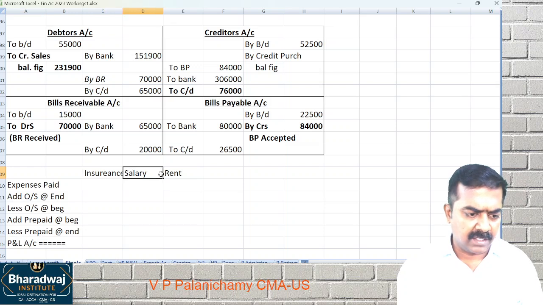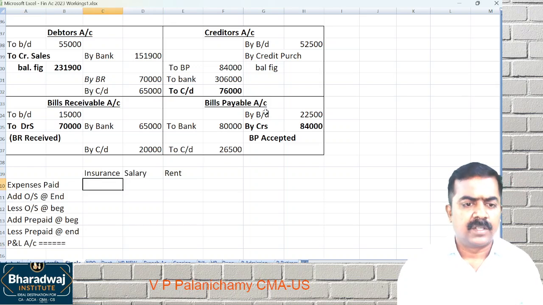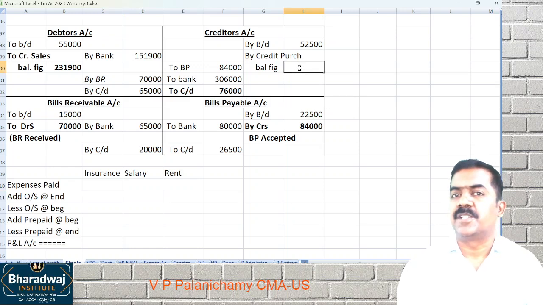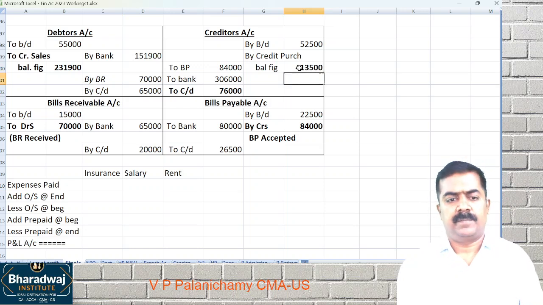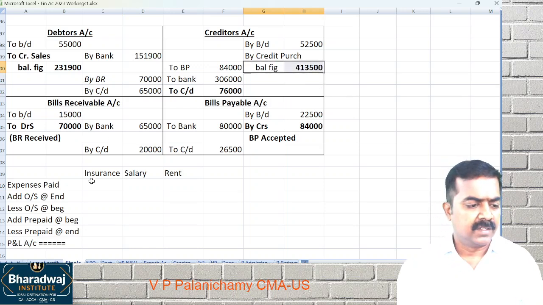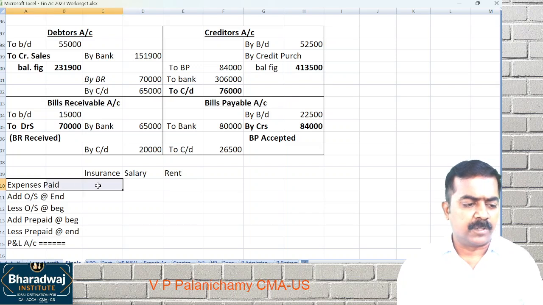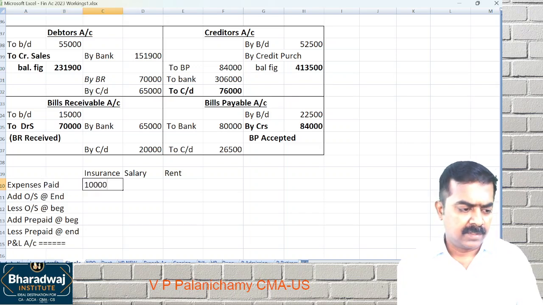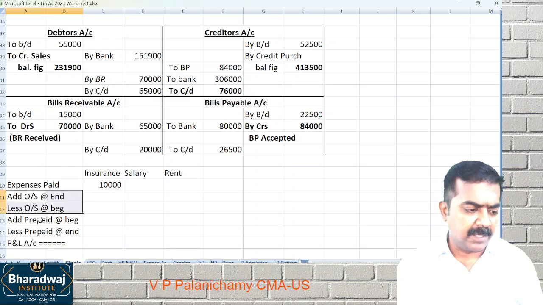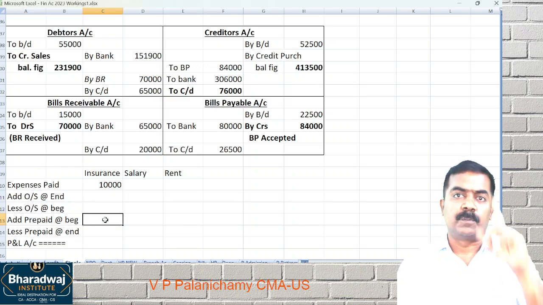Insurance, salary, rent எல்லாம் adjust பண்ணது மாதிரி. Okay, what is the credit purchase as a balancing for you are getting? 4 lakh? Balancing. Insurance எவ்வளவு pay பண்ணிருக்கோம் பாருங்க payment sideல. In outstanding இருக்காது, prepaid இருக்கும். Prepaid at the beginning of the year opening balance sheetல இருக்கும்.